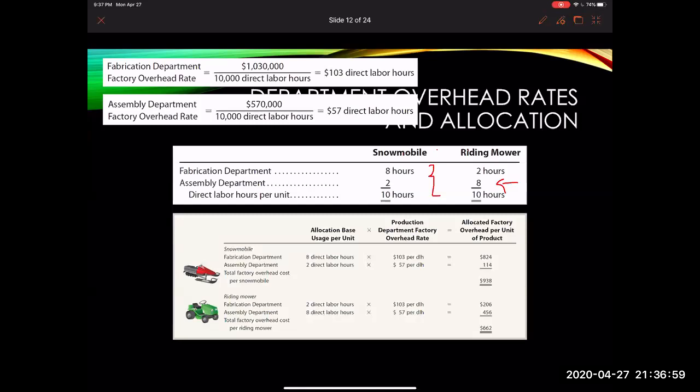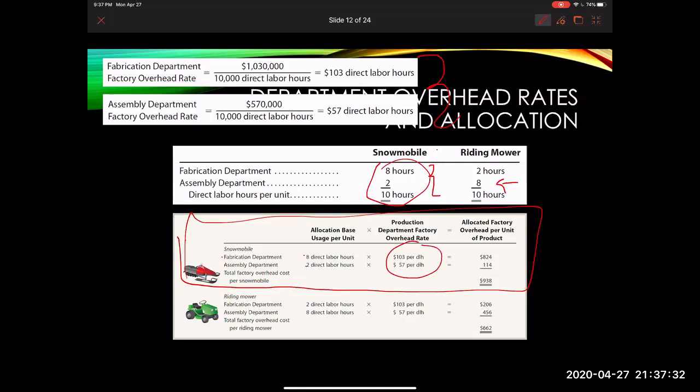Now here's the part where we allocate these rates that we've already figured out to the time each product is spent in each department. Hopefully that makes sense. Let's take, for instance, only the snowmobile for now. The snowmobile must go through both the fabrication department and the assembly department, and the breakdown is here: 8 and 2 hours. And then these are the rates that we've already figured out in step 1 of the process. So we're going to apply it across the board.